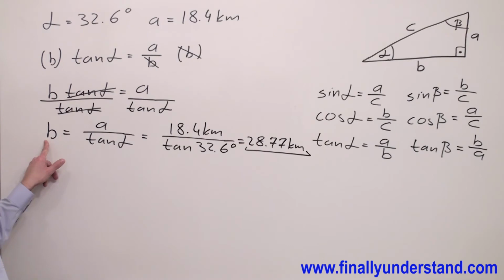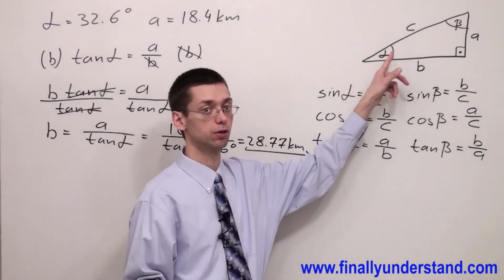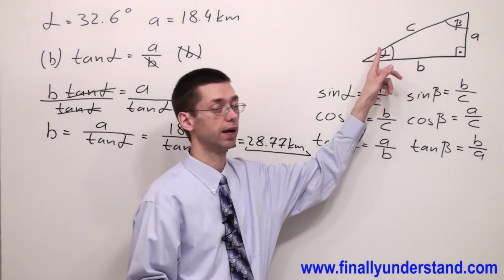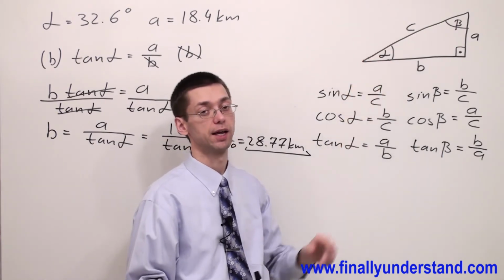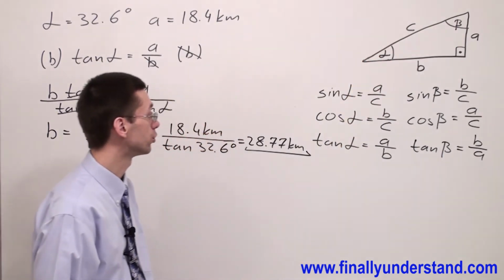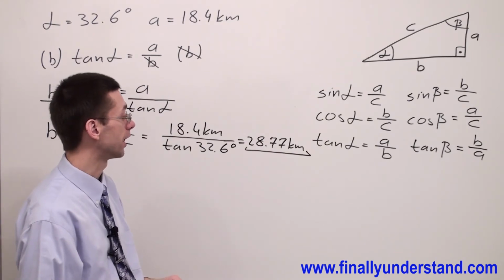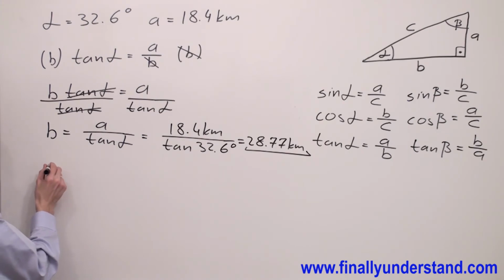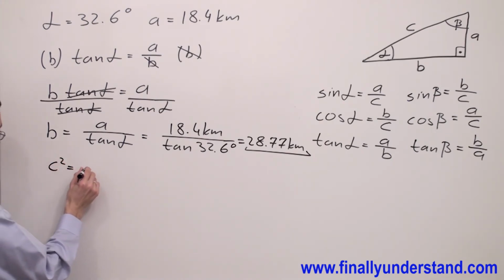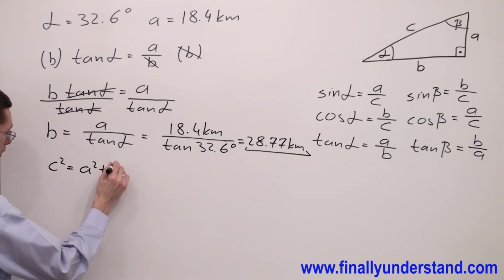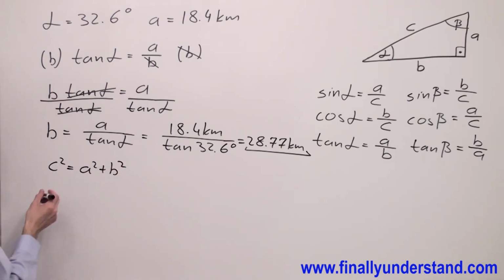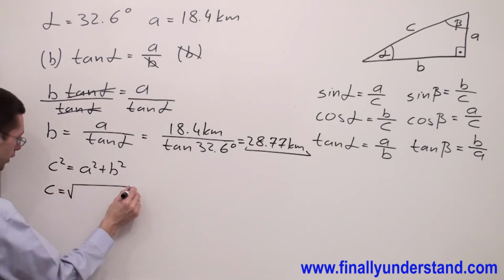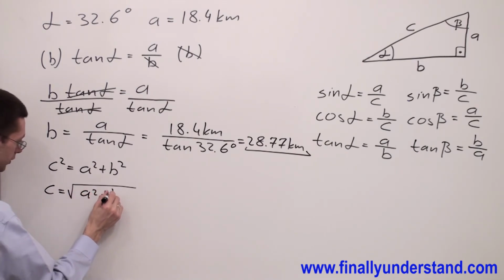Next, we're supposed to find the hypotenuse of the triangle. We're supposed to find length of side C. In order to find this side, I can use Pythagorean theorem. We have C squared equals A squared plus B squared. So in order to find C, I'm supposed to square root both sides of the formula, and I'm going to have C equals square root A squared plus B squared.